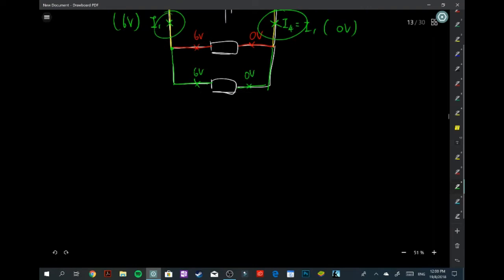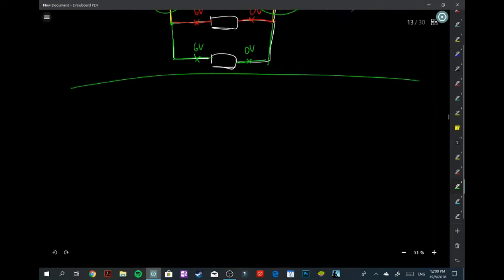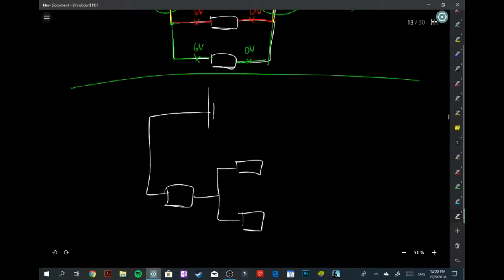Now, the last one is a combination circuit. A combination circuit is pretty straightforward if you understood what's happening in the video so far. So this is a very simple combination circuit. Okay, let's make it slightly more complicated. Ask yourself first: we always deal with the slightly more complicated thing in the circuit, then we deal with the simpler stuff.